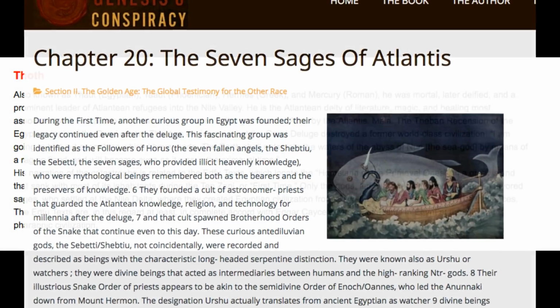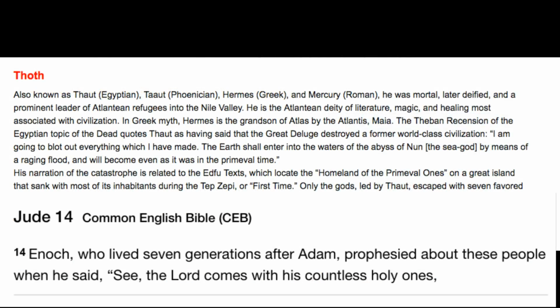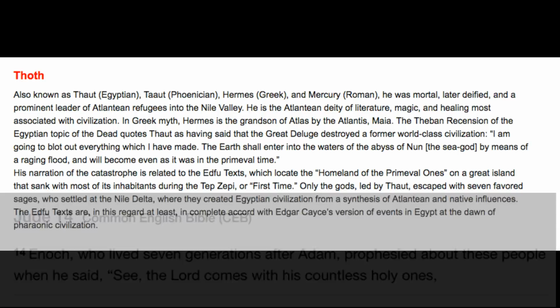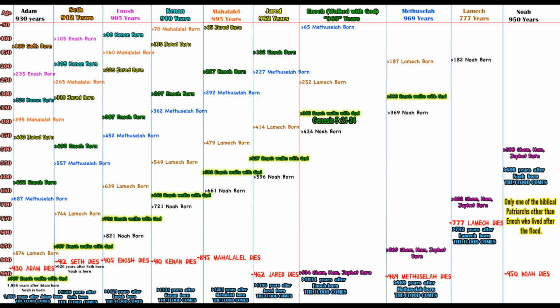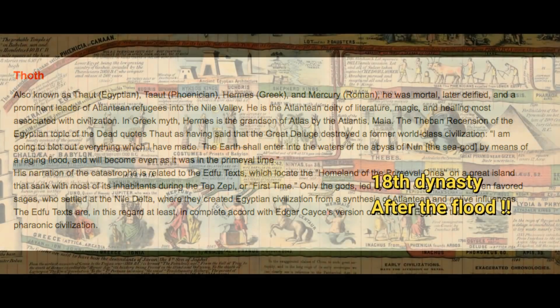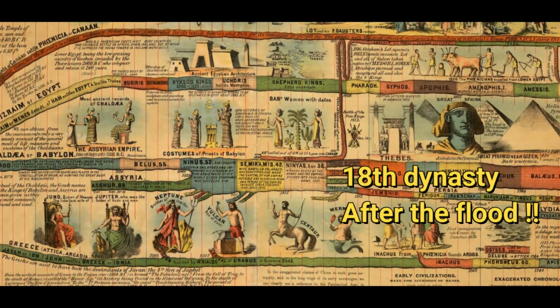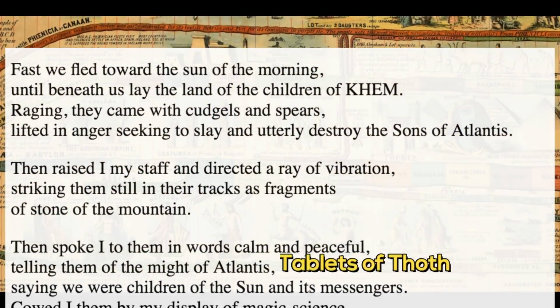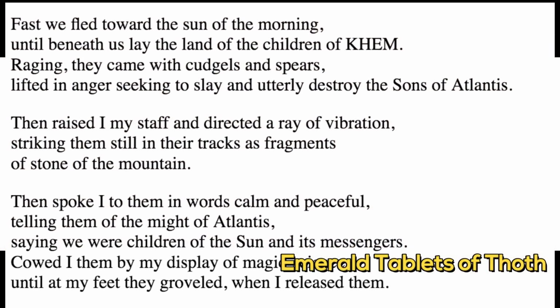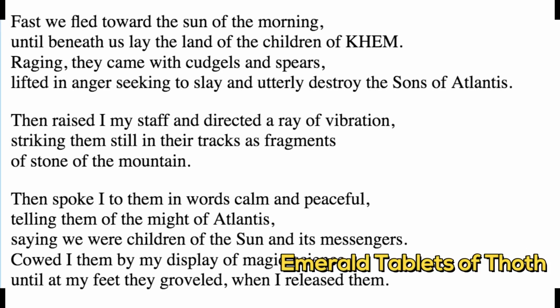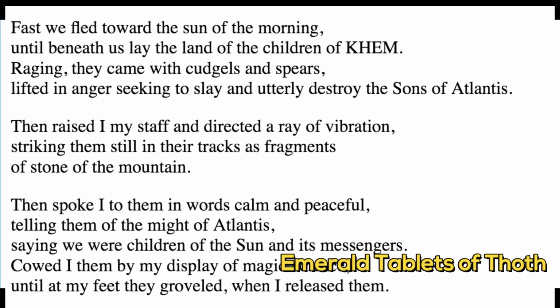Seven favored sages. It says Enoch is seventh from Adam. Remember, these first biblical patriarchs lived long lives. As you can see in this chart I made, you can get a reference of the years they lived and who was alive and who was not. They settled at the Nile Delta, where they created Egyptian civilization as a synthesis of Atlantean and native influences. I know we're all over the place, but let's continue to connect.